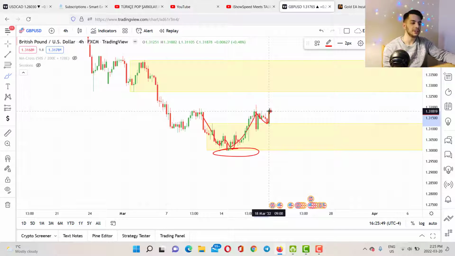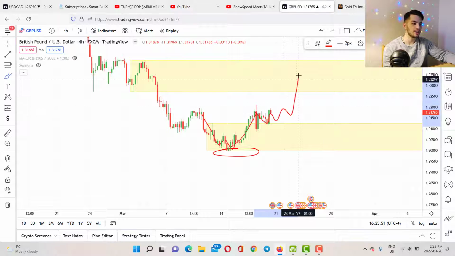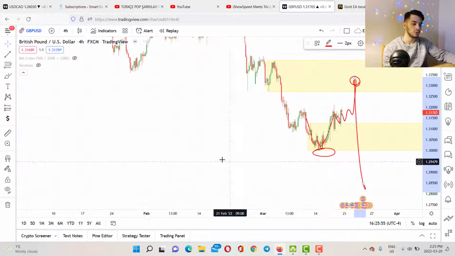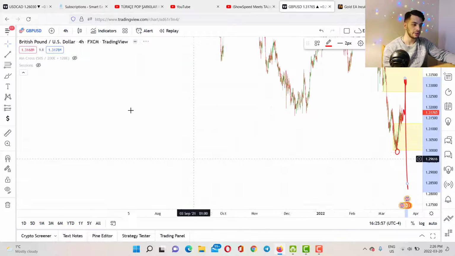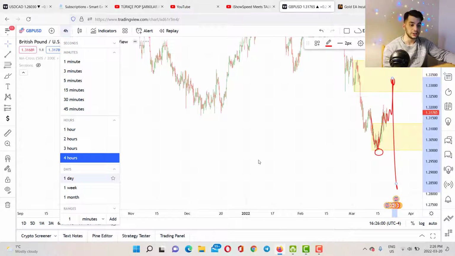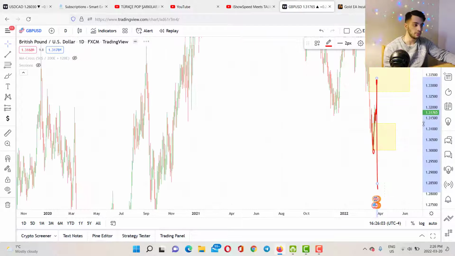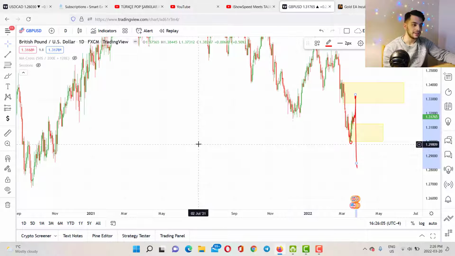So in my opinion, it's kind of trying to reach this level and then do a little bit of consolidation and then drop significantly to stop out all these buyers in this area that it already did, or it just breaks above this level. I don't know. I'm just predicting that this is what might happen.